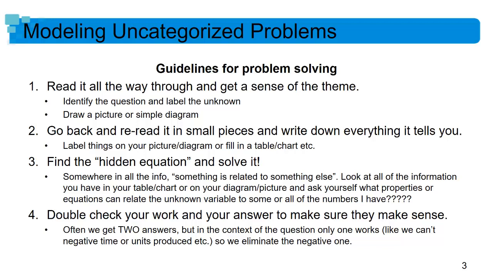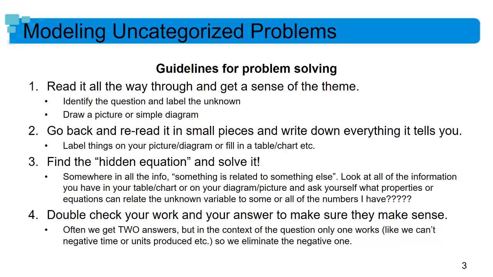Things like that. If you have a question that's involving money or time and you get two answers and one of them is positive and one of them is negative, you can't really have negative time. You can't really have negative money. I mean, you can technically owe money, but usually in the context of the question, you can't have negative money.